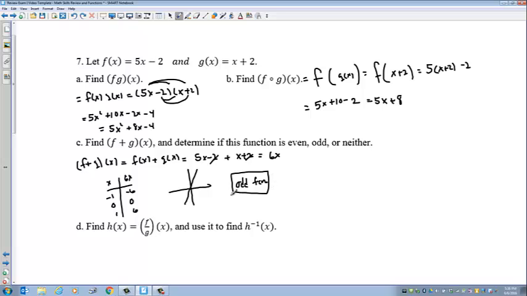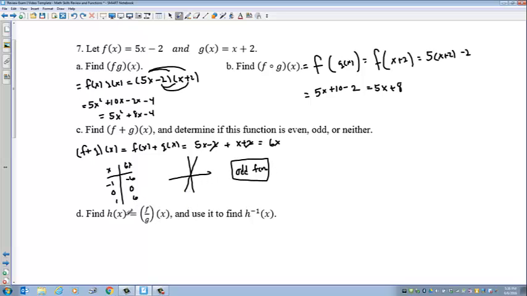And then down here at part D, we want to find h of x, which is f divided by g of x. So h of x, which equals f divided by g, evaluated at x, which is just really shorthand notation for f of x over g of x. And that's actually very easy to find. You just put f on top and g on the bottom. And then we want to find its inverse.